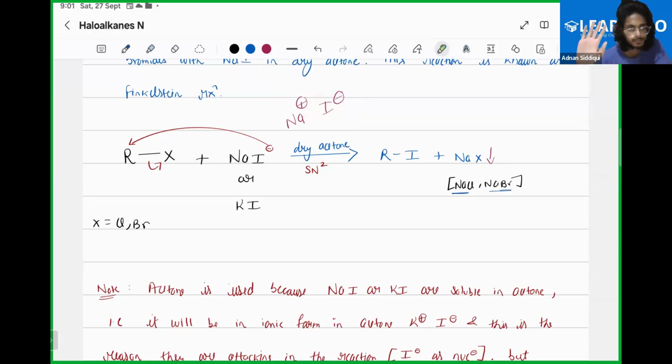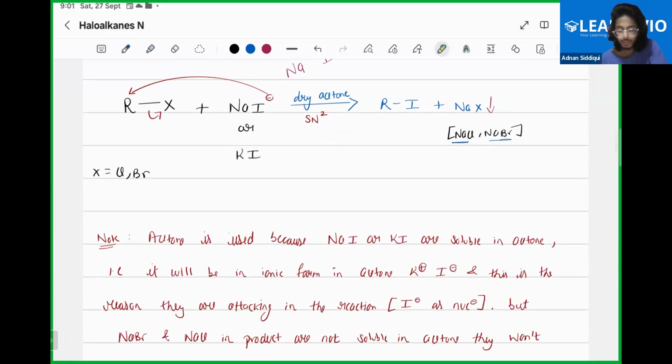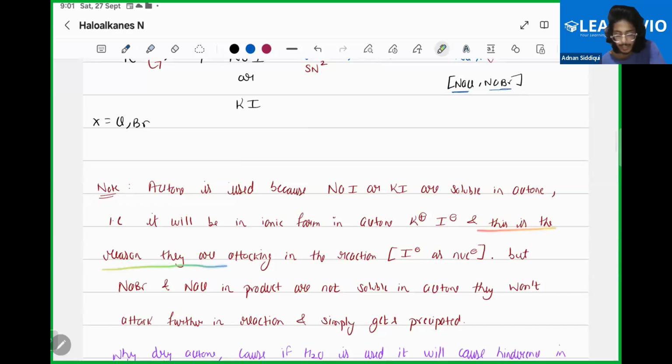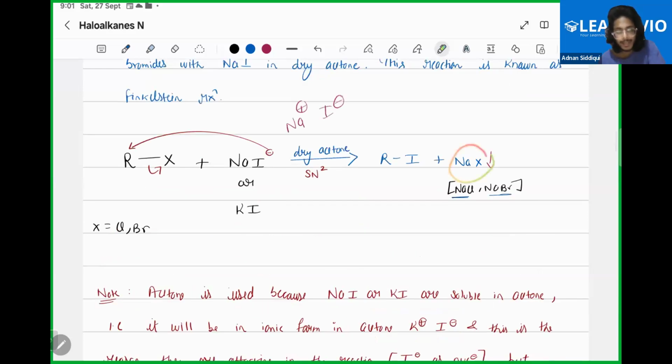So in acetone, your NaI and KI will be present in ionic form because acetone can dissociate your NaI or KI. This is the reason they are attacking in the reaction, because if your I is not in ionic form, it cannot act as a nucleophile. It should be in I negative form to attack. But NaBr and NaCl, the products you are forming here, are not soluble in acetone.